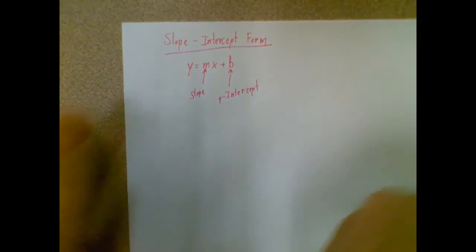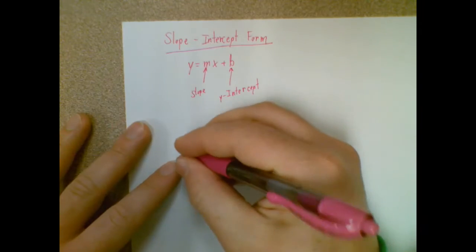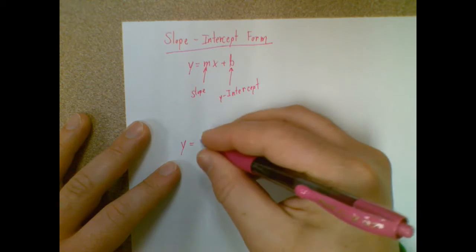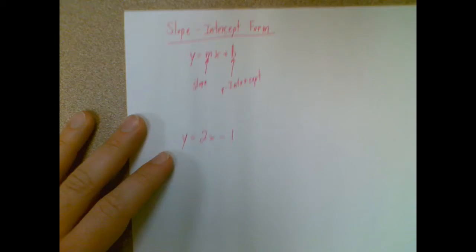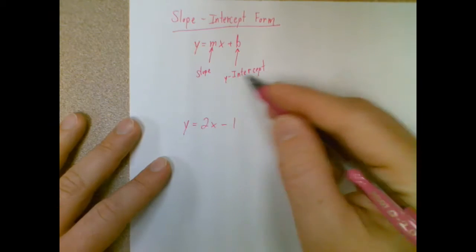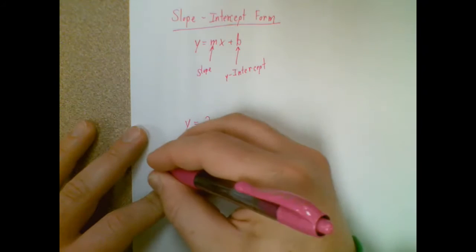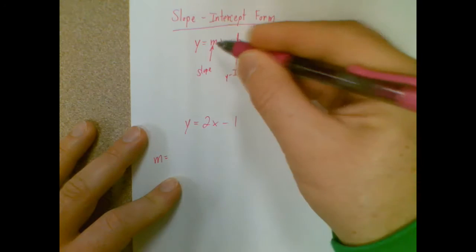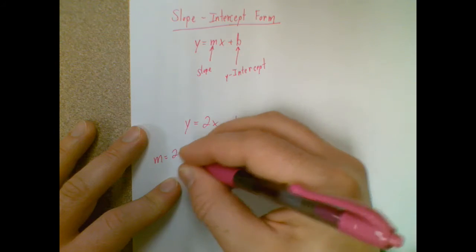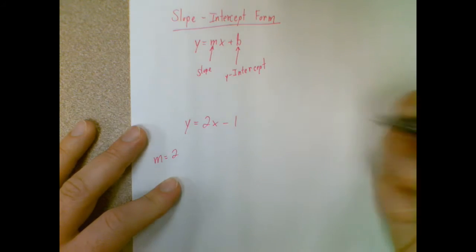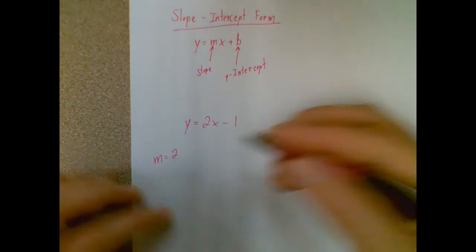So I just want to make sure we know how to read this, break it apart. So if I have an equation like y equals 2x minus 1, I can pull apart these pieces of information really easily. So my slope, which is usually abbreviated as m, is 2, or 2 over 1 if you want to stick with that fraction idea, which is fantastic.